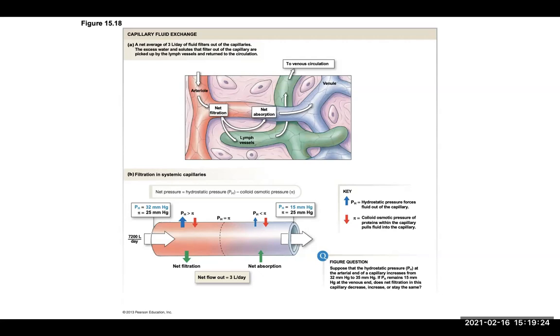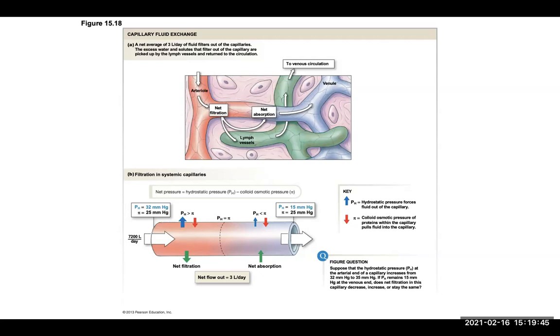Hydrostatic pressure pushes fluid against the vessel walls, and osmotic pressure is determined by your solute concentrations, which are going to draw the water towards them. And that's the whole solute suck concept that you should have heard about for the last, I don't know, at least year now.